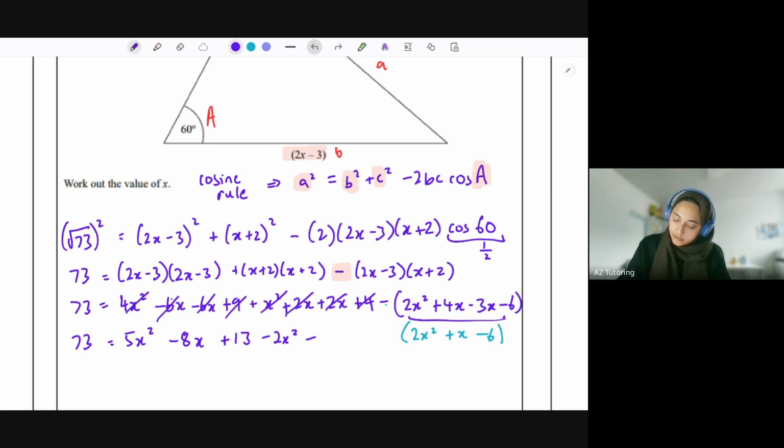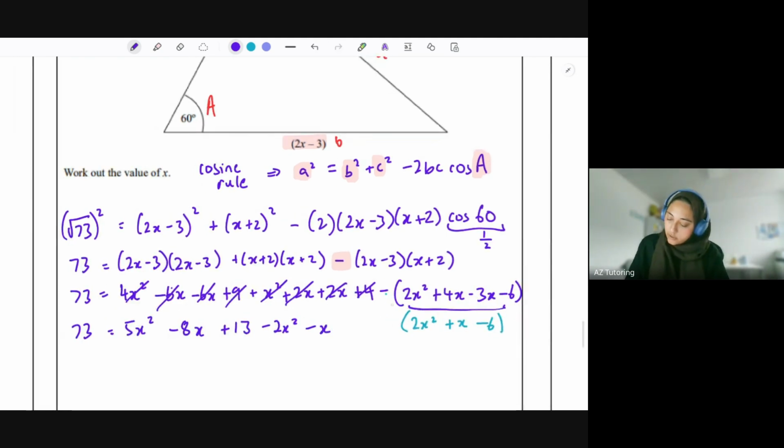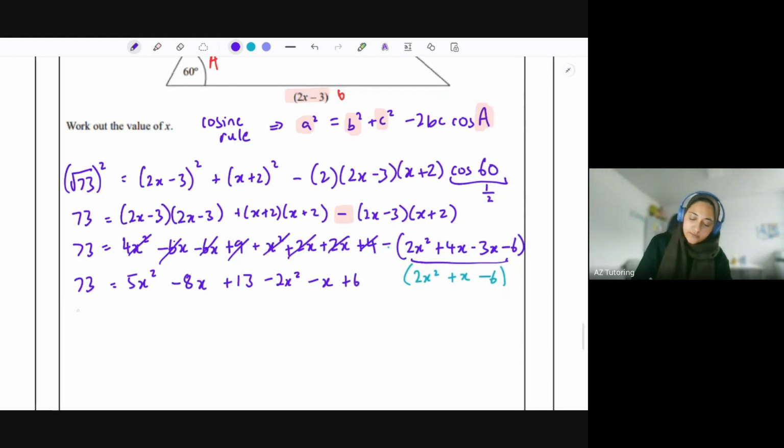Let me do that a bit better. And then I've got minus minus 6. Now minus minus 6, two minuses together give you a plus. So I've got plus 6. We can simplify this even further. 73 equals 5x squared minus 2x squared is 3x squared. Minus 8x minus x is minus 9x. 13 add 6 is 19. So that's what we've got here.